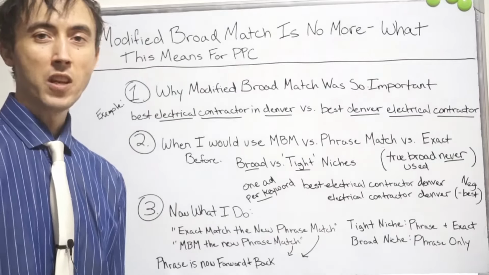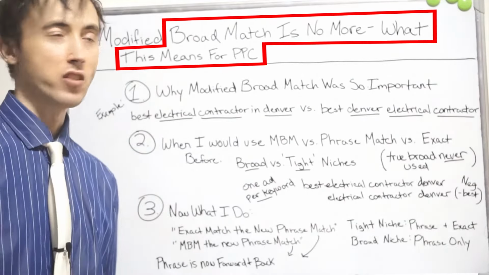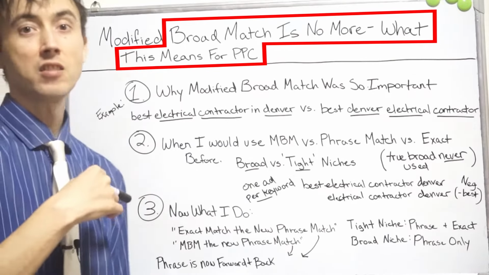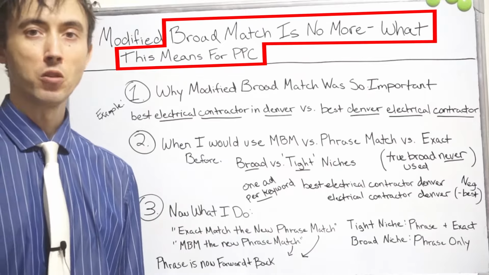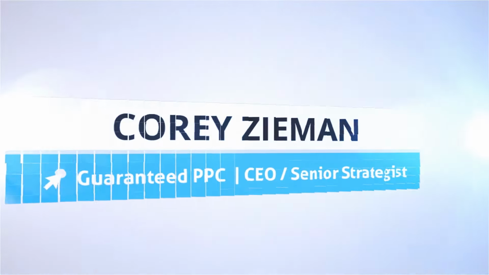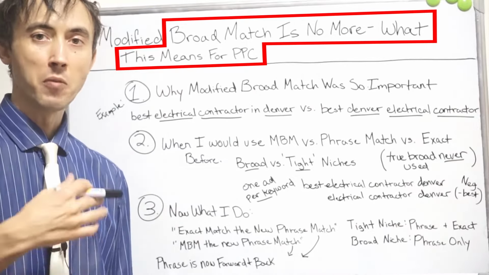Okay, on today's video I'm going to talk about what is called modified broad match, a keyword match type, and its removal through the Google Ads system, what that means for your business potentially, and your campaigns, of course, that you set up through Google Ads.